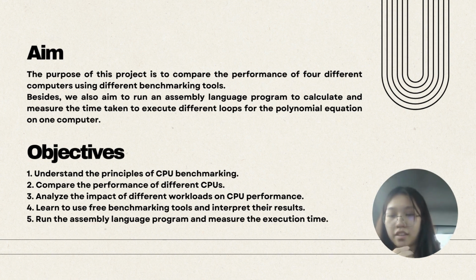Besides, we also aim to run an assembly language program to calculate and measure the time taken to execute different loops for the polynomial equation on one computer. So the first objective is to understand the principle of CPU benchmarking, and the second one is to compare the performance of different CPUs, and the third one is to analyze the impact of different workloads on CPU performance, and the fourth objective is to learn how to use free benchmarking tools and interpret the results, and the last one is to run the assembly language program and measure the execution time.